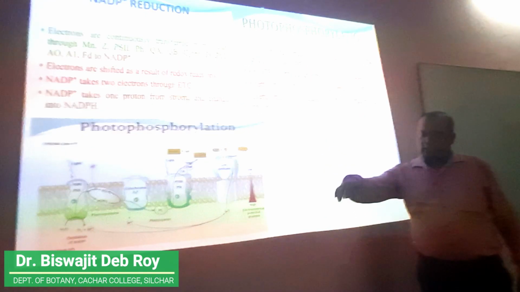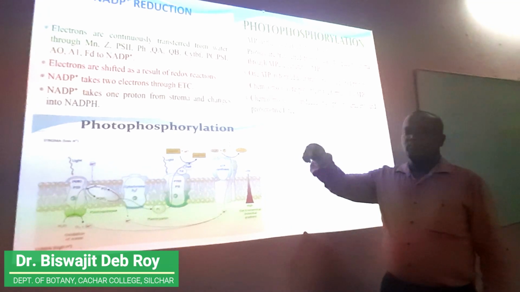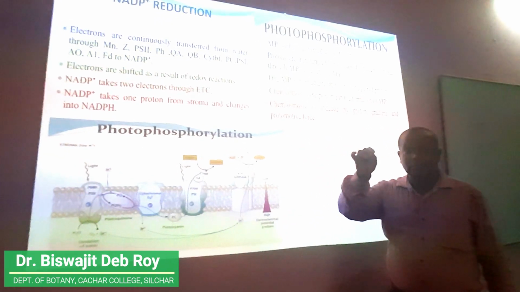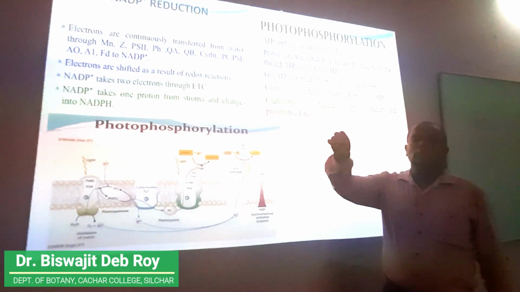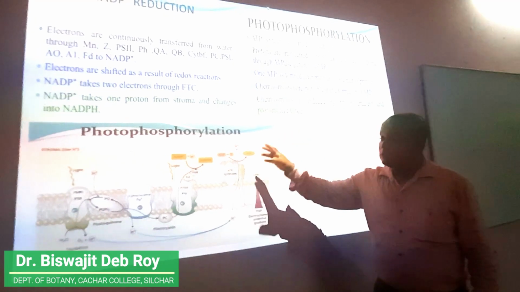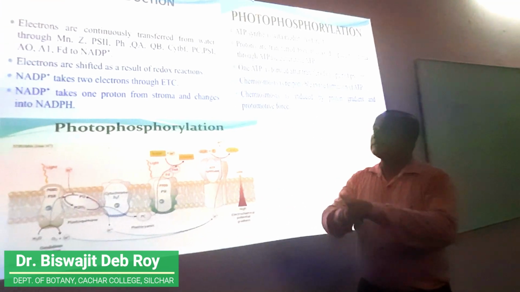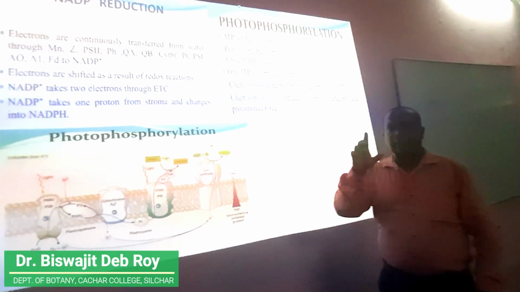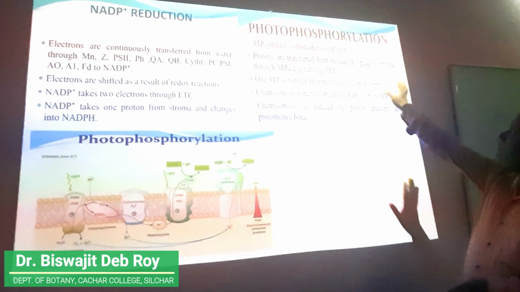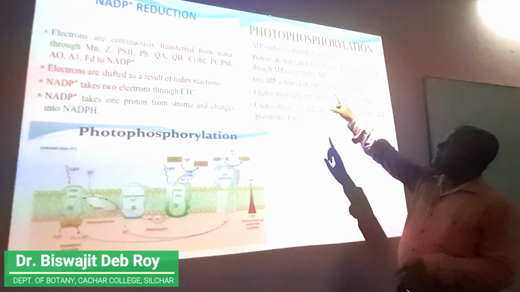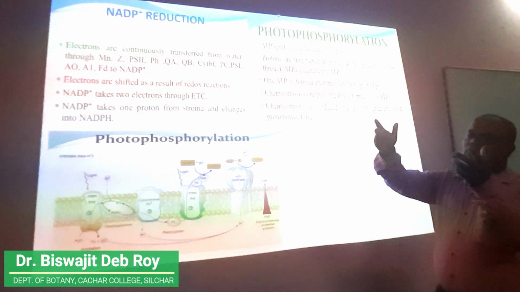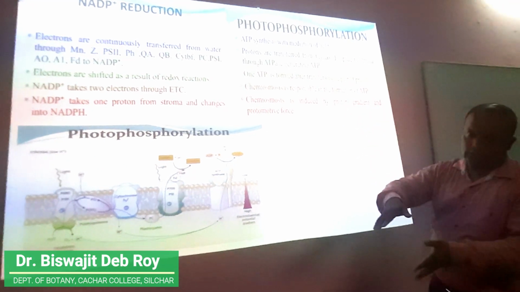Phosphorylation occurs in respiration as well as photosynthesis. Photophosphorylation occurs in the chloroplast. In respiration, it occurs in mitochondria. Now in the chloroplast, phosphorylation occurs in 2 ways. One is cyclic photophosphorylation, one is non-cyclic photophosphorylation. So what is photophosphorylation? First of all, we have to know. Here, photophosphorylation means formation of ATP with the help of sunlight.